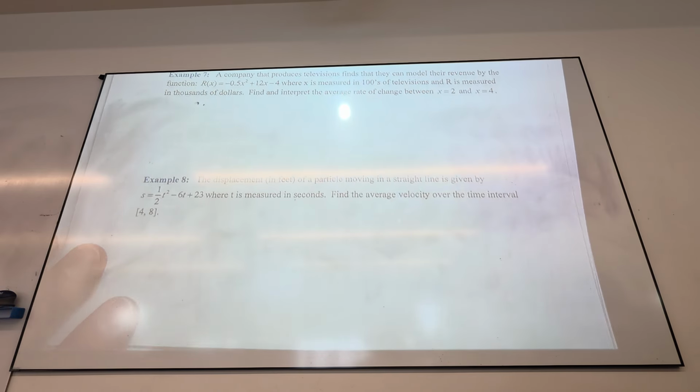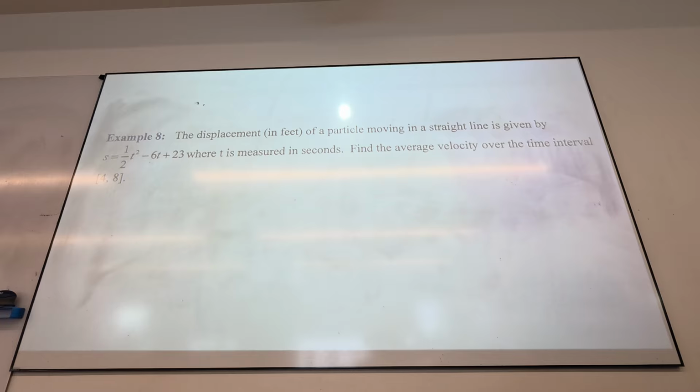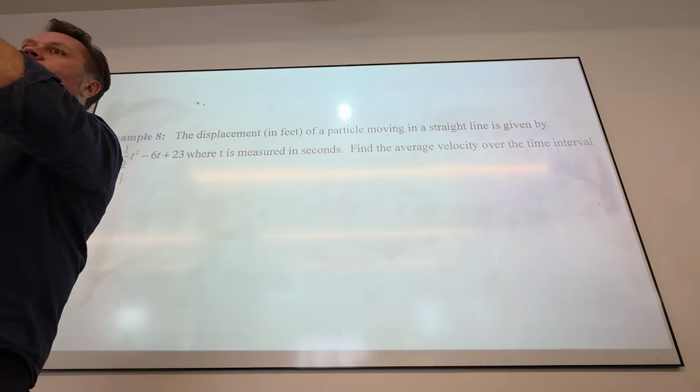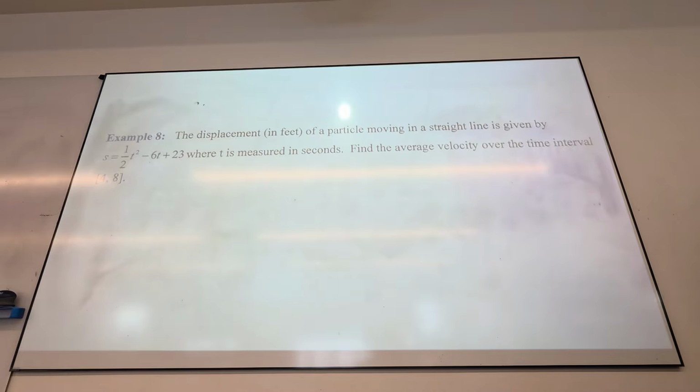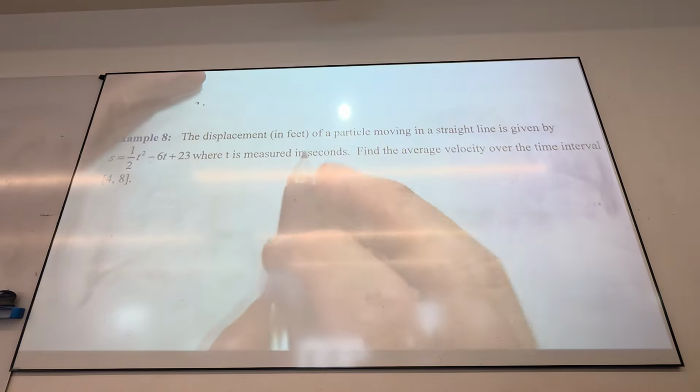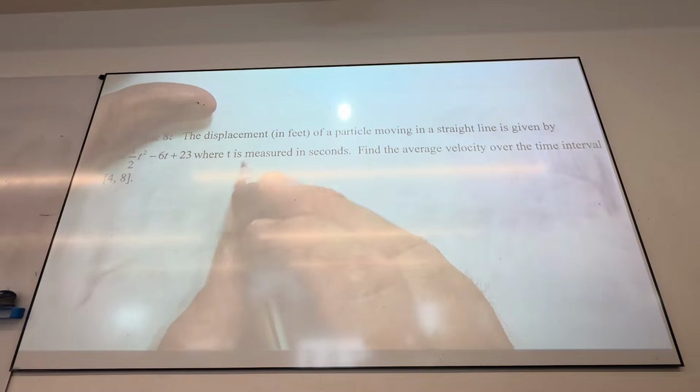So in this case, what is 4 to 8? What does that represent? Time. It's the time interval, right? And that's our inputs. So what do we have to put on the top? What does my average rate of change formula want from me? On the bottom, I've got my inputs, the second one minus the first one. On the top, I need my outputs, yes?